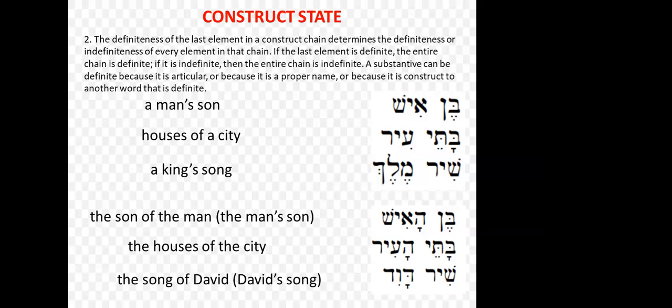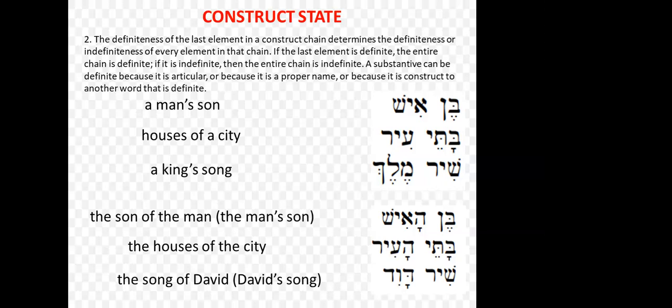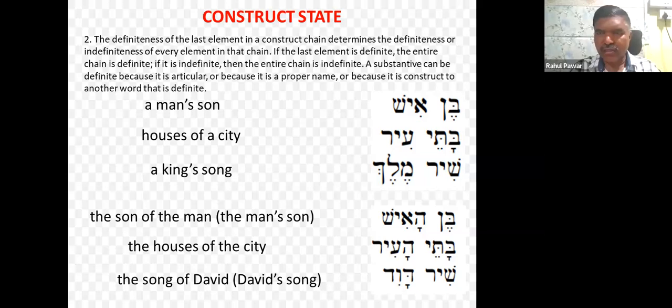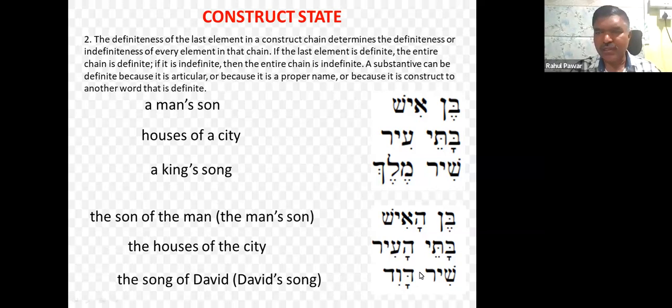So can we say Hashir David? Is it possible? Never. So if there is a proper noun, then automatically it is considered definite. For example, if it is Shir Hamelech, a king's song. If it is Hamelech, then we can say the king's song. But for a proper noun, we will not apply any article.